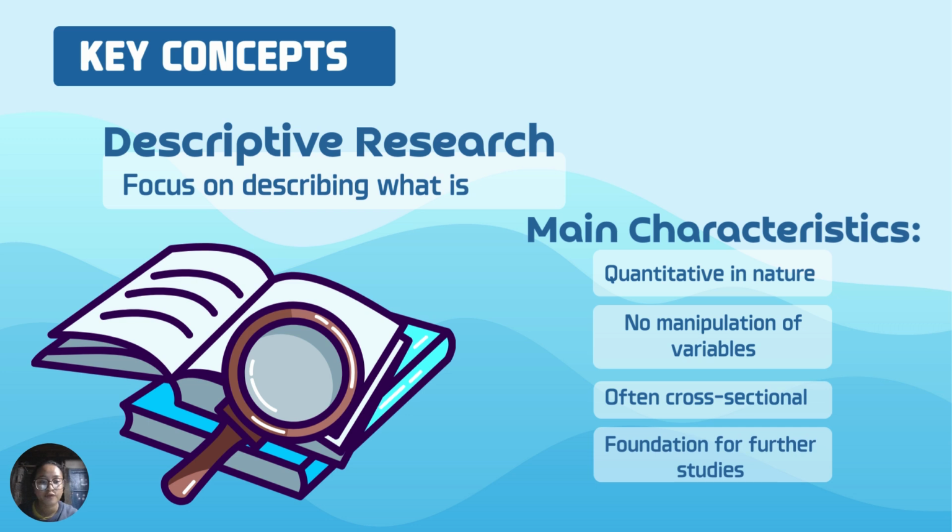So we are going to focus on descriptive research. Descriptive research, again, focuses on describing what is. Why? Because descriptive research is mainly about describing what already exists. It doesn't change or control the variables. Instead, it observes and records information.